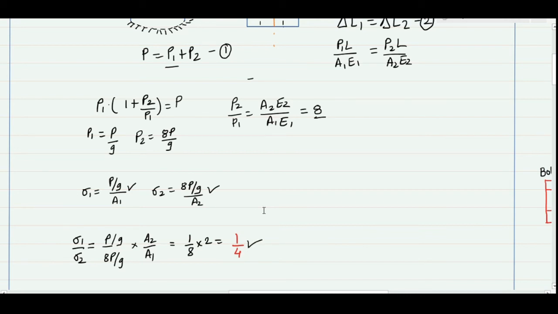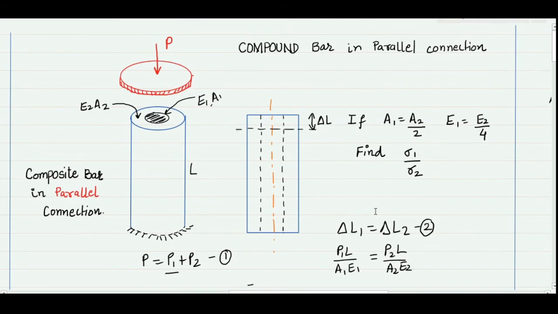So in this way you can solve problems of bars in parallel. I am not showing many problems here, but the philosophy will be the same, and I request again that you take a textbook and solve different examples for series and parallel connection of the bars. So my answer is what? My answer is 1 by 4 here.